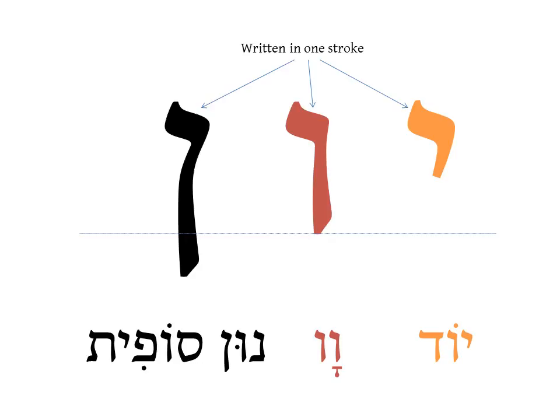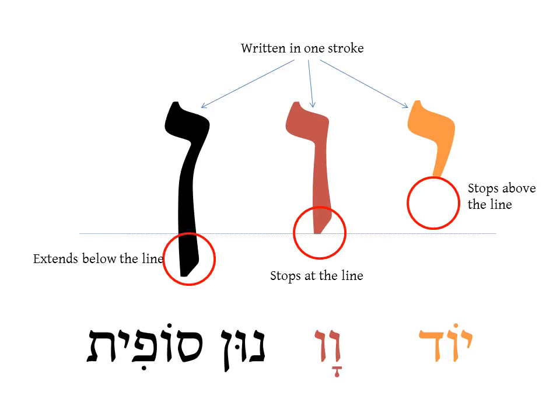The only difference between them is how long they are. So Vav stops at the writing line, Yod stops above the line, and Nun Sofit, final Nun, extends below the line. When you write these three consonants, make sure your Yod is distinctly shorter than your Vav, and that your final Nun is distinctly longer than your Vav.